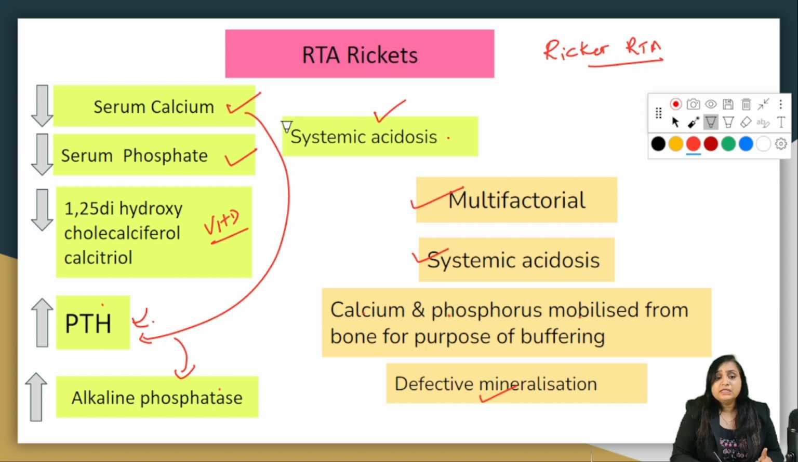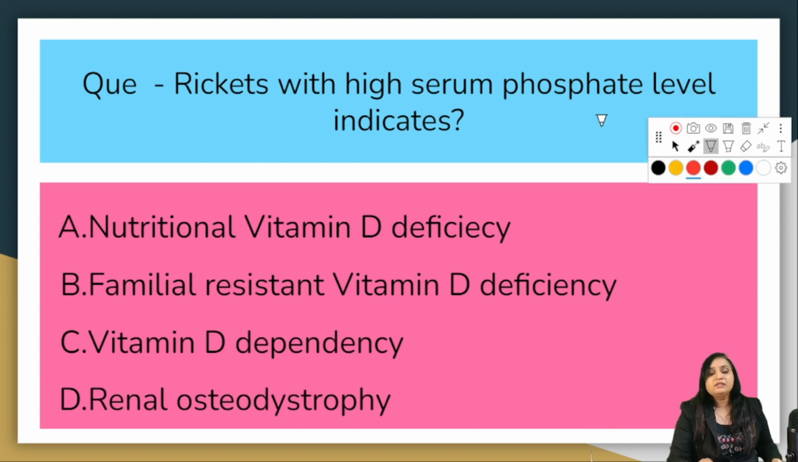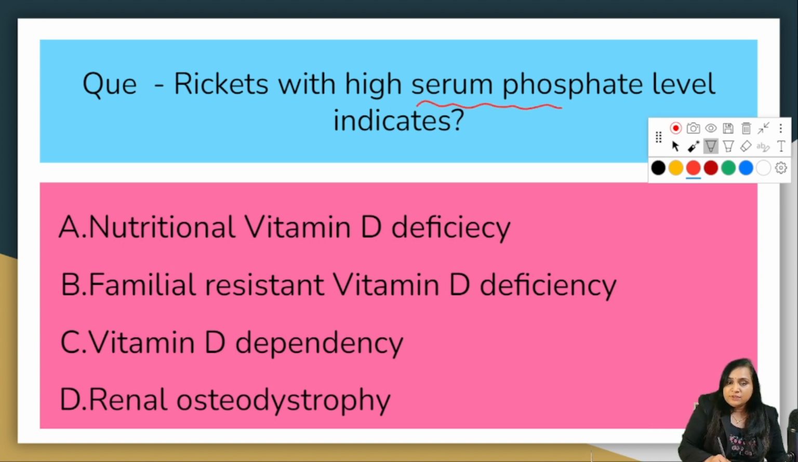The main important thing here is that the serum phosphate concentration will be on the reduced side, while in renal osteodystrophy it is high. So now we are going to understand the question from where this all started. Our question was, rickets with high serum phosphate level is seen in which condition?